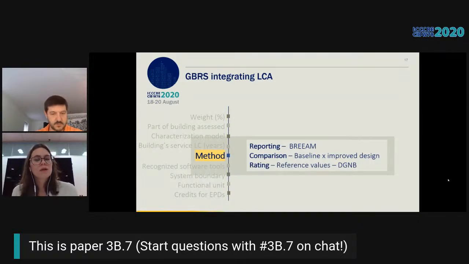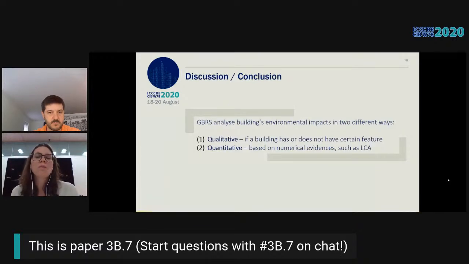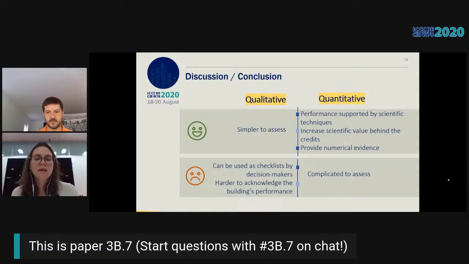BRIAN is the only one that evaluates the impact with the aim of reporting it. And the comparison methodology confronts the impacts of design baseline with an environmentally improved design. And DGNB uses the rating methodology when LCA results are compared with reference values. So after analyzing all the LCA in rating systems and the requirements of LCA within rating systems, it was concluded that rating systems assign credits in 2 different ways: qualitatively in a checklist format or quantitatively, such as LCA.